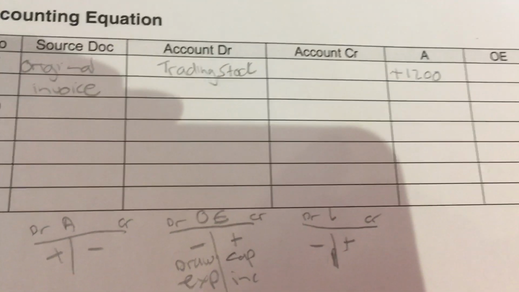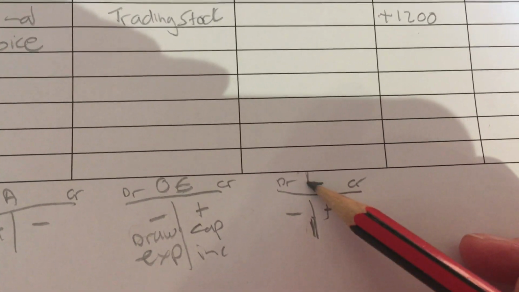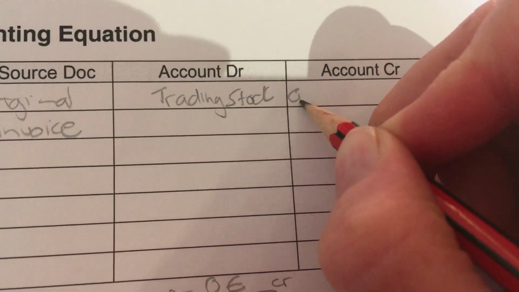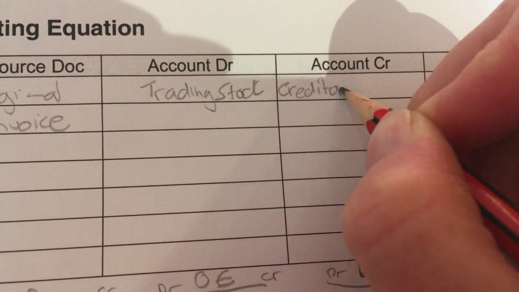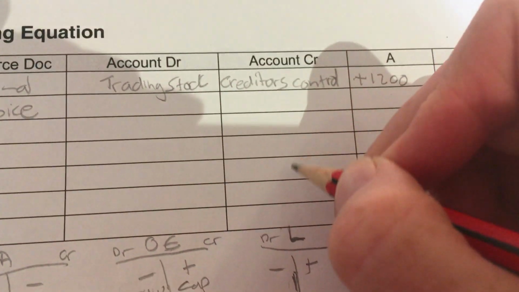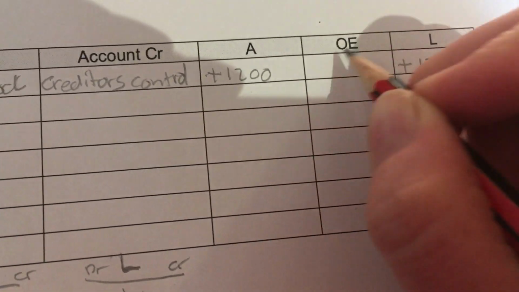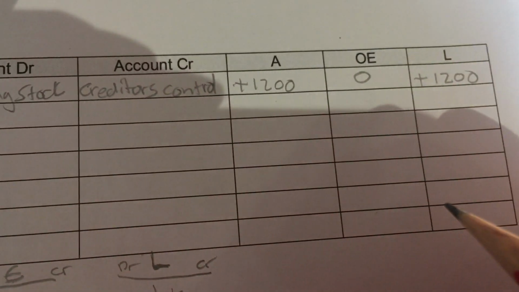Okay. I owe the creditor more money for this. Creditor's control is a liability. I owe the creditor more money for this, so I'm going to credit creditor's control. And creditor's control is a liability. So I go to the liabilities and I owe them more. There is no owner's equity.